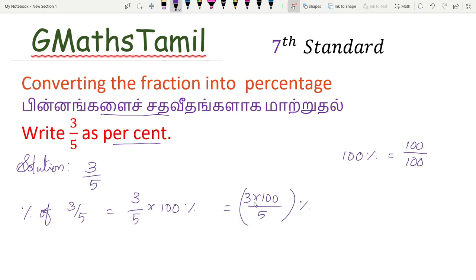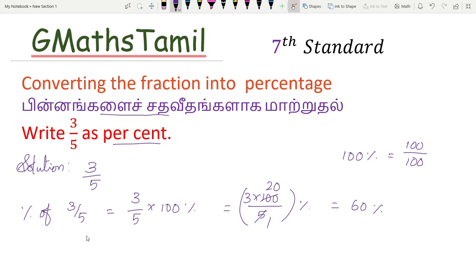Okay. Now look here. Is it possible to cancel the numbers 5 and 100? Yes, it is possible. 1 5 is 5. How many 5s are there in 100? 20 times. Now 3 into 20 is equal to 60 percentage. From this, we can write percentage of 3/5 equal to 60 percentage. So 3/5 is equal to 60 percentage.